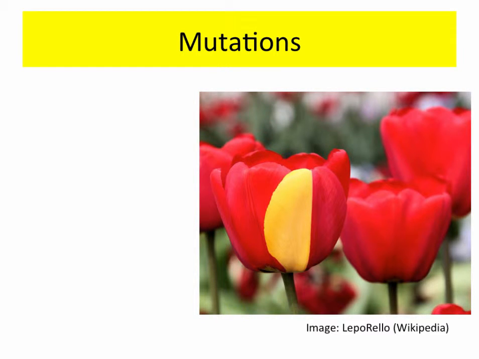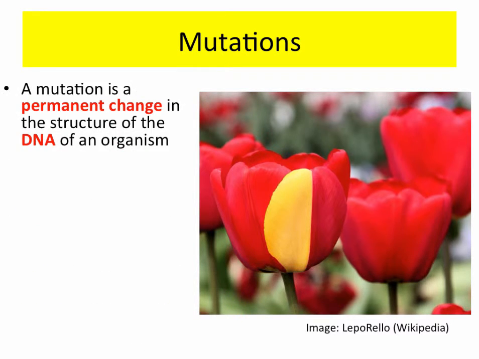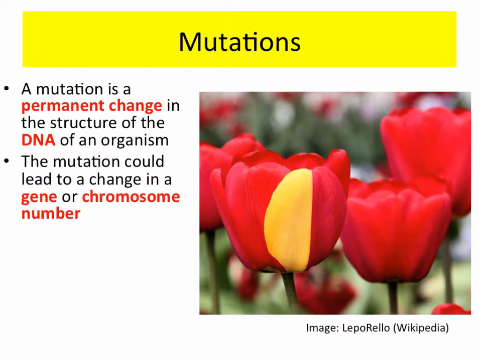Mutations. This photo is really cool here. It shows a mutation of a tulip. This is a real photo, it's not photoshopped at all. So a mutation is a permanent change in the structure of the DNA of an organism. A mutation could be a change in a gene, so a section of the DNA, or it could be a change in chromosome number. For example, Down syndrome, where the person has an extra chromosome 21.